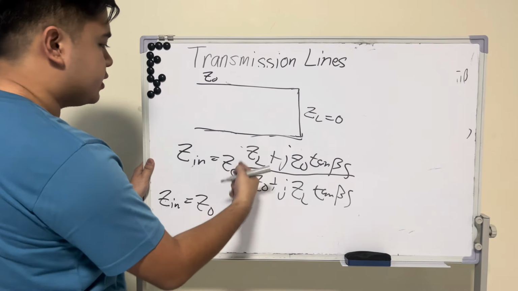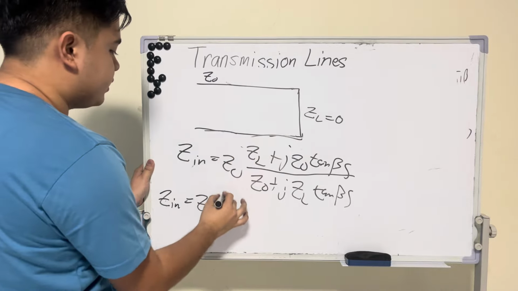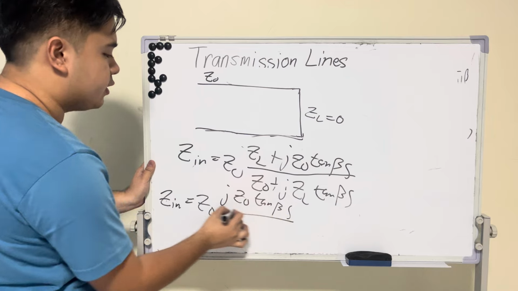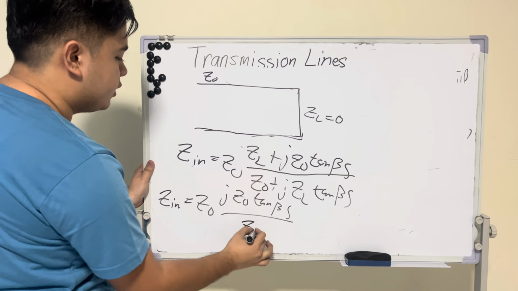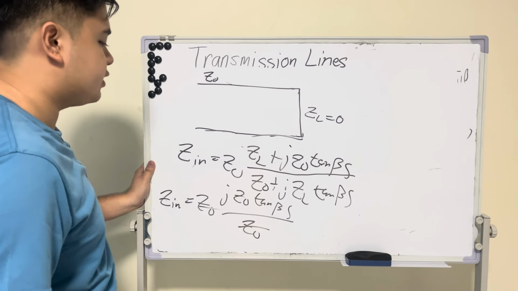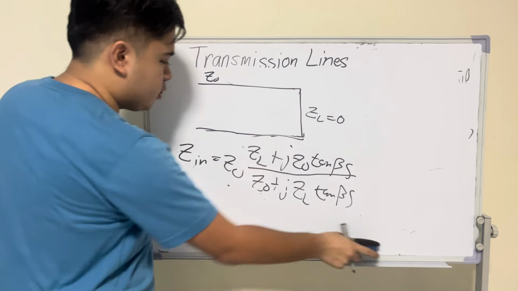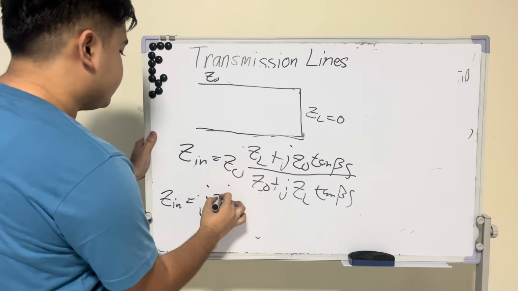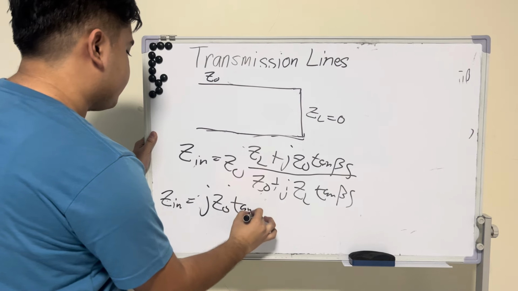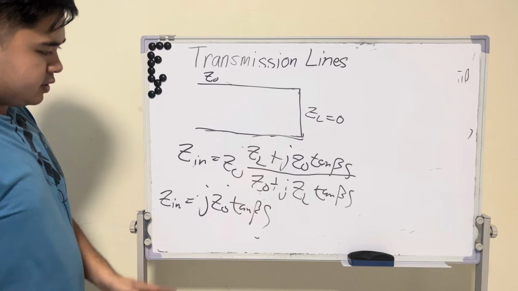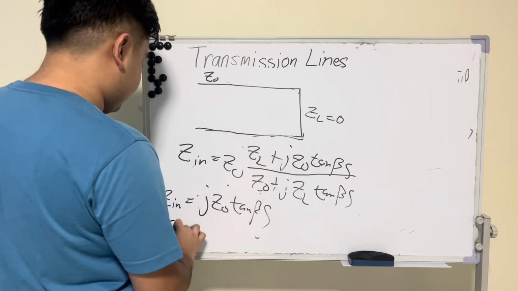We only get, ZO times ZL is gone. So what remains is ZO tangent beta S over ZO. So this and that cancel each other out. We are left with ZO tangent beta S. Alright? Now, that's the first case. This is shorted.